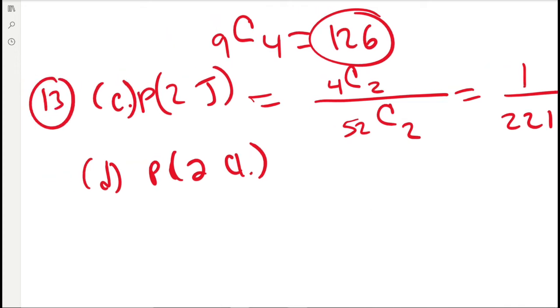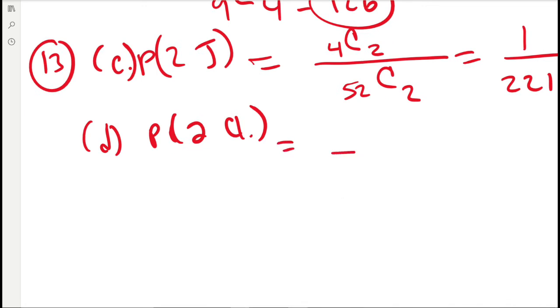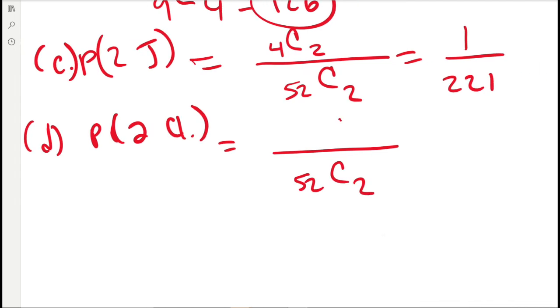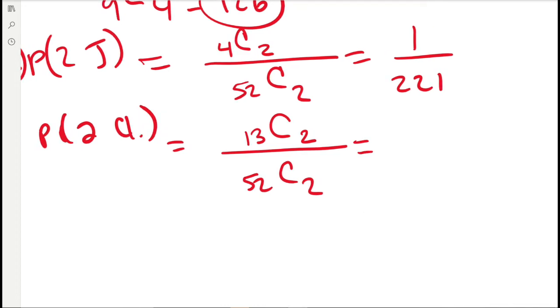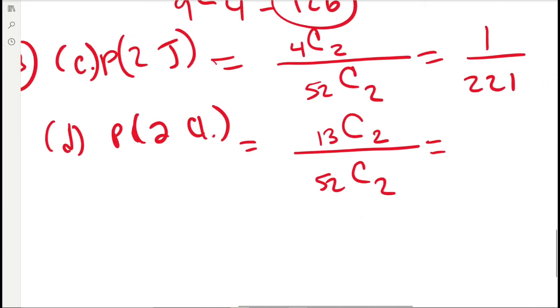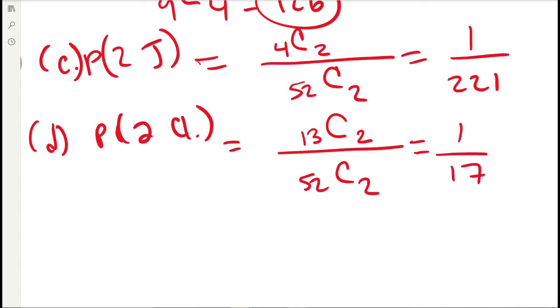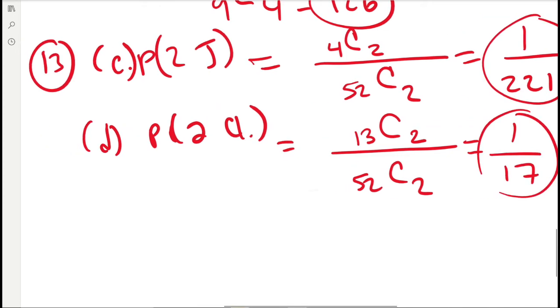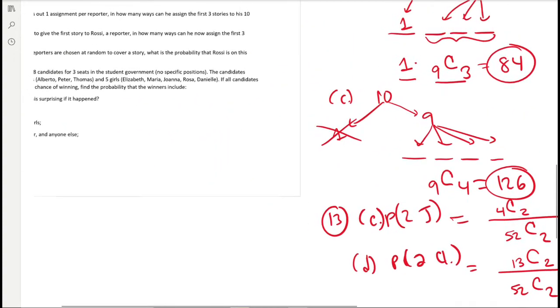All right, so for part D, we're looking at clubs. So we have 52 choose 2 for our denominator still. We're only choosing two cards from 52, and we're looking at two clubs. It doesn't matter the order, but you have two and you're choosing from how many clubs? Well, there are a total of 13 clubs, 13 per suit. So if we were to reduce that fraction, the final answer is going to be 1 out of 17. All right, so that's part D.